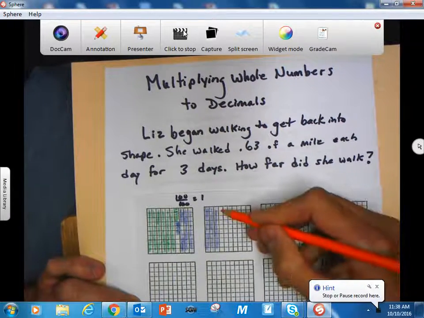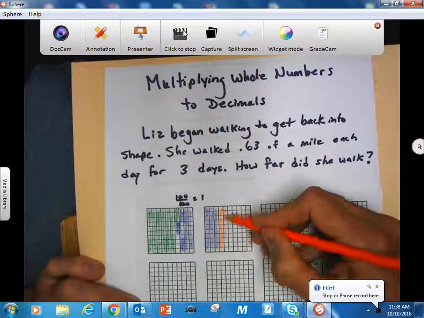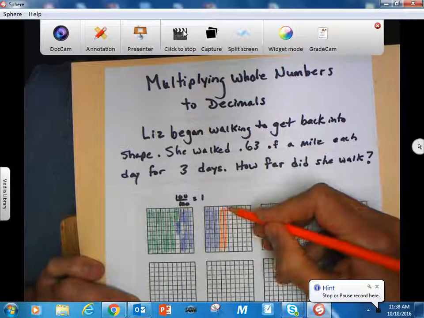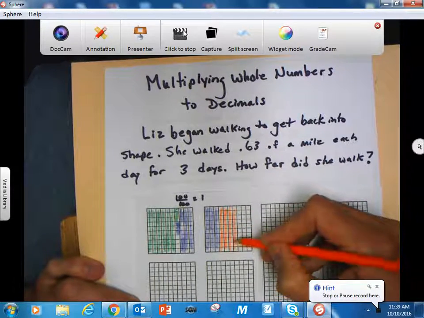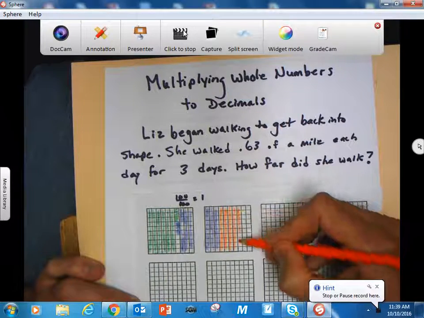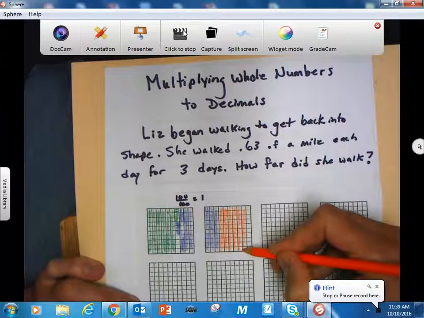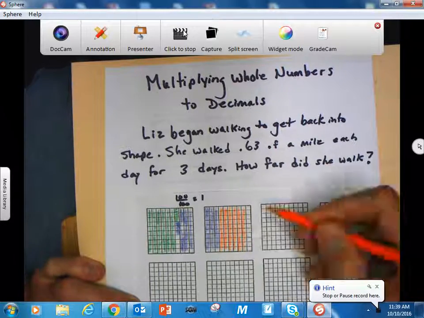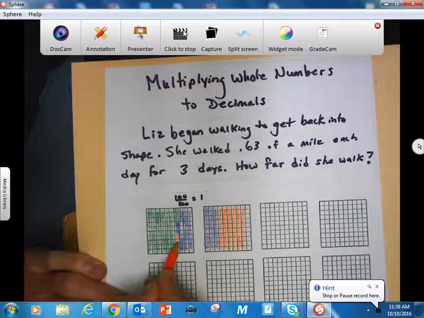I'm going to count out 1 tenth, 2 tenths, 3 tenths, 4 tenths, 5 tenths, 6 tenths, which is the same as 60 hundredths, and I'm going to shade in back over to my first row that I had left over, 1 hundredth, 2 hundredths, 3 hundredths.